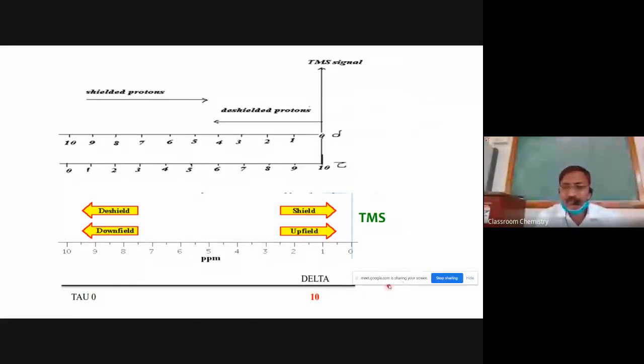So did you understand the meaning of tau and the corresponding delta? Did you understand the difference between the two? Yes or no? Okay.